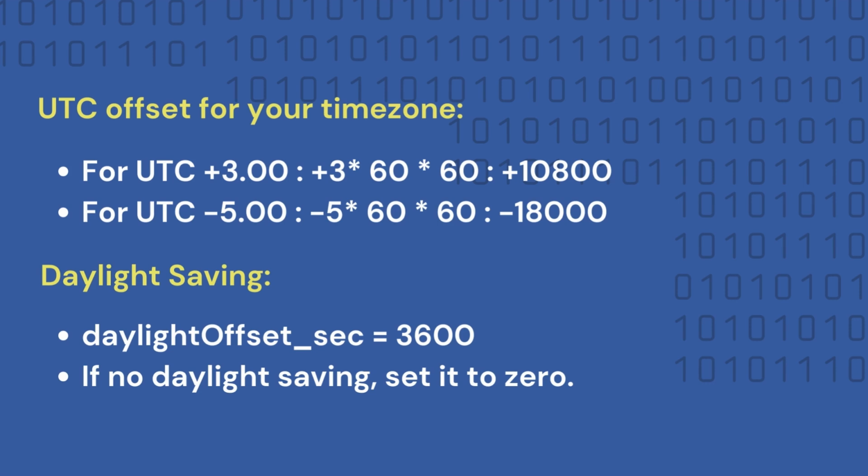Whereas if your country lies in the -5 UTC offset, then you would need to multiply -5 by 60 and by 60. Another offset that we would need to consider is the daylight offset. If your country observes daylight saving time, you would need to set it to 3600, and if it doesn't, you would need to set it to 0.